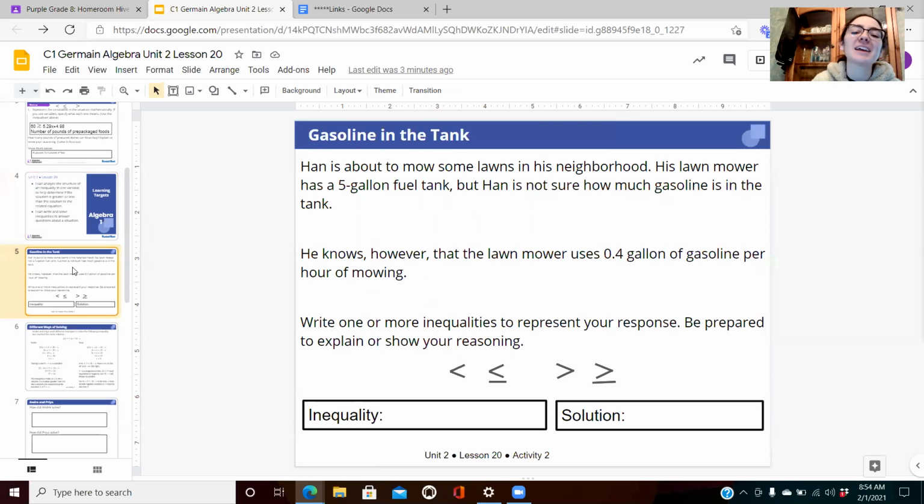So now we're going to be talking about a gasoline tank. We're going to be mowing some lawns, right? So Han is about to mow some lawns in his neighborhood. His lawnmower has a 5-gallon fuel tank, but Han is not sure how much gasoline is in the tank. So how much can he have in his tank if it was completely full?